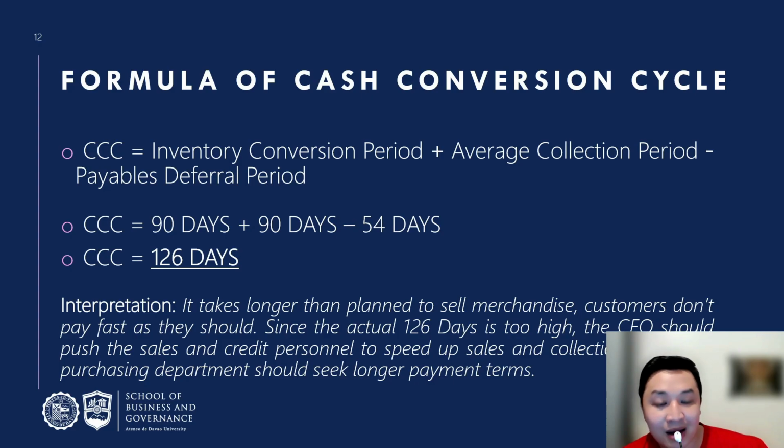So what will be the recommendation? The CFO should push the sales and credit personnel to speed up sales and collection. They have to speed it up. And the purchasing department should seek longer payment terms. So that's the recommendation based on the result.